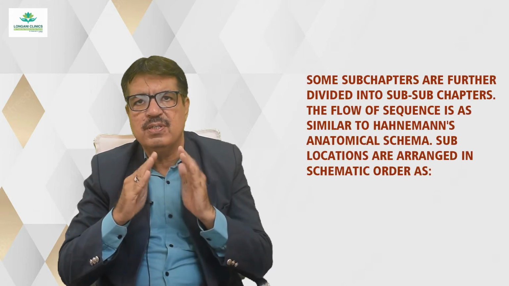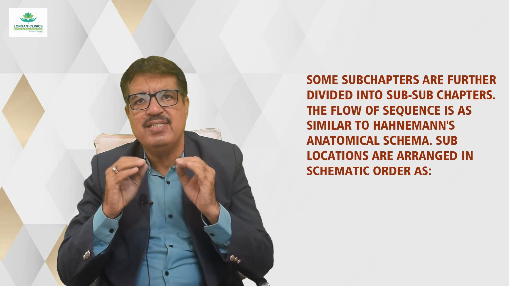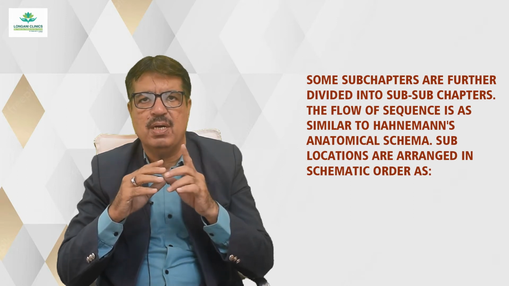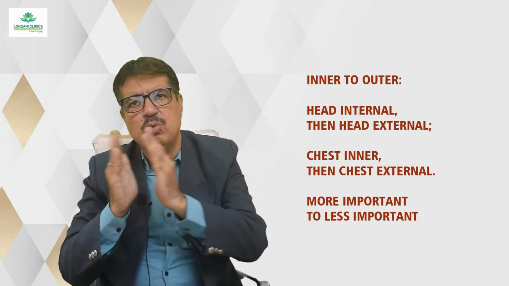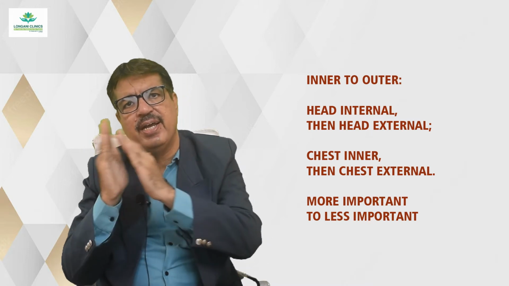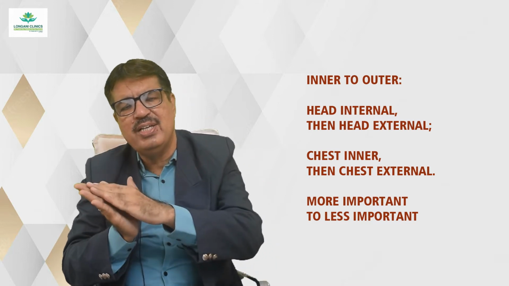In order to mark the starting of a subsection, the name of the main chapter will be written at the top left side of the page and the name of the subchapter or subsection on the top right side. Some subchapters are further divided into subchapters. The flow of the sequence is similar to Hahnemann's anatomical schema. Sublocations are arranged in schematic order as inner to outer, head internal then head external, chest inner then chest external, more important to less important.